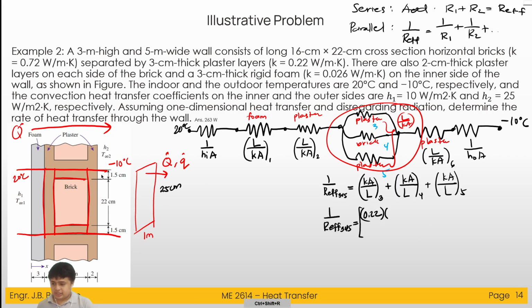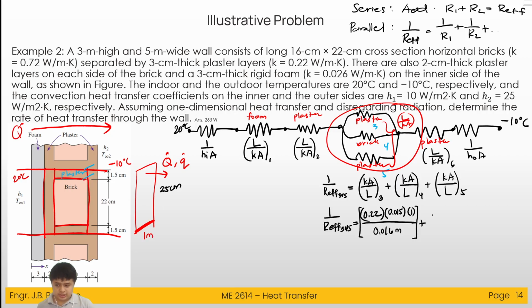But in this case, since the layer of the plaster here is just 1.5 in height, so we just multiply here 0.015 centimeter, which is in meter, and then 1 meter. So 1 meter in width. And then over L, the length here of plaster is from here to here. So this will be 16 centimeter or 0.016 meter.